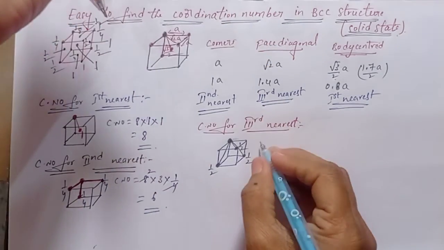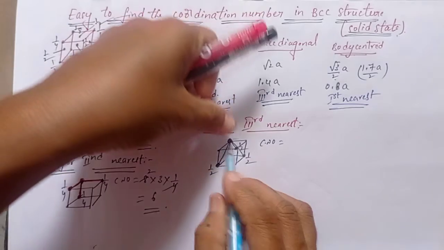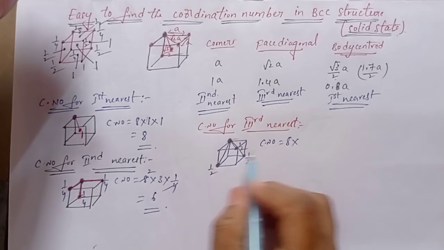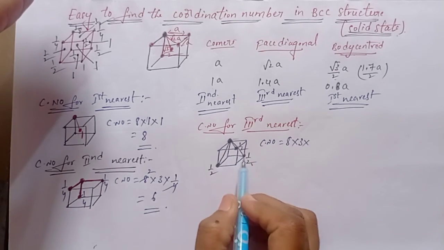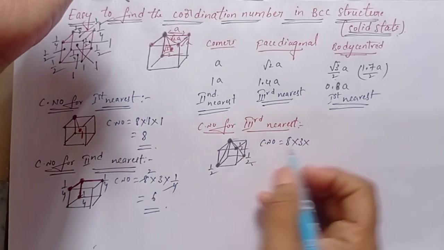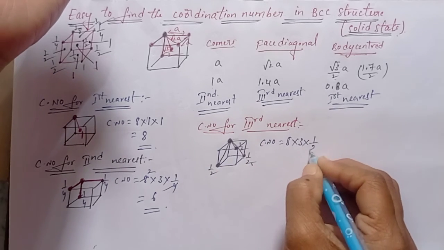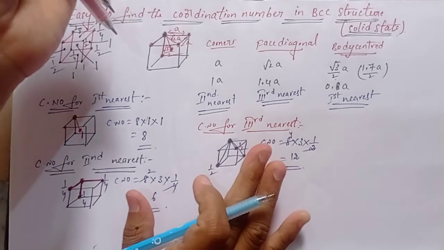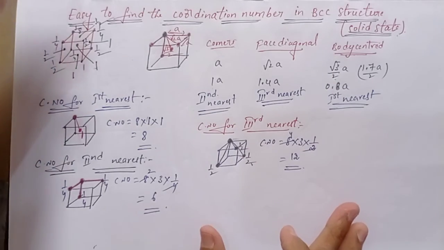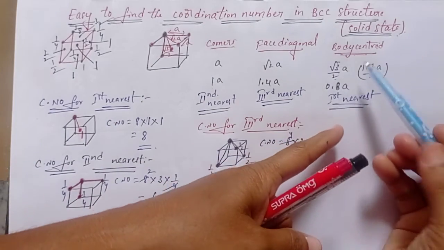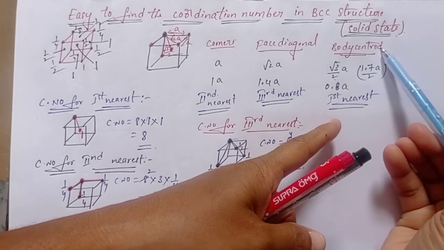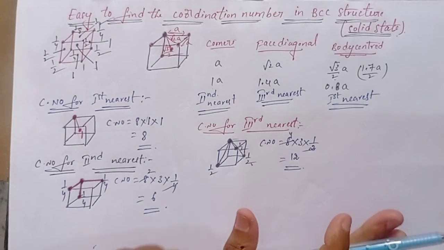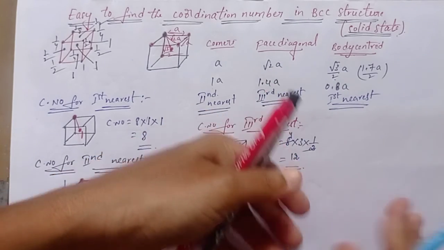Now how to find the coordination number? Total 8 corners, and each is in touch with 3 face diagonal particles. Only 3 face diagonal particles are very close to this one, and each face diagonal particle contribution is 1 by 2. So 4 times 3 is 12. This is the coordination number in BCC structure. The first nearest is the body center, the second nearest is the corners, and the third nearest is the face diagonals.